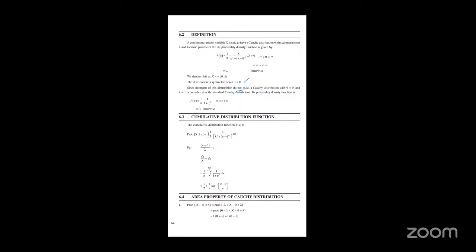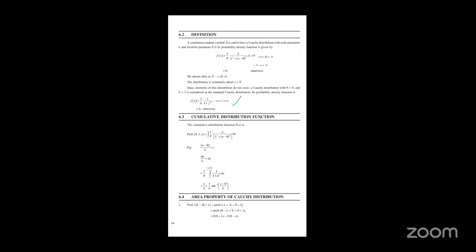The Cauchy distribution with theta equals 0 and lambda equals 1 is considered the standard Cauchy distribution. So if we take theta equals 0 and lambda equals 1, this will be the standard Cauchy distribution. F of x is equal to 1 by pi into 1 by 1 plus z square, for z from minus infinity to infinity, and 0 otherwise.